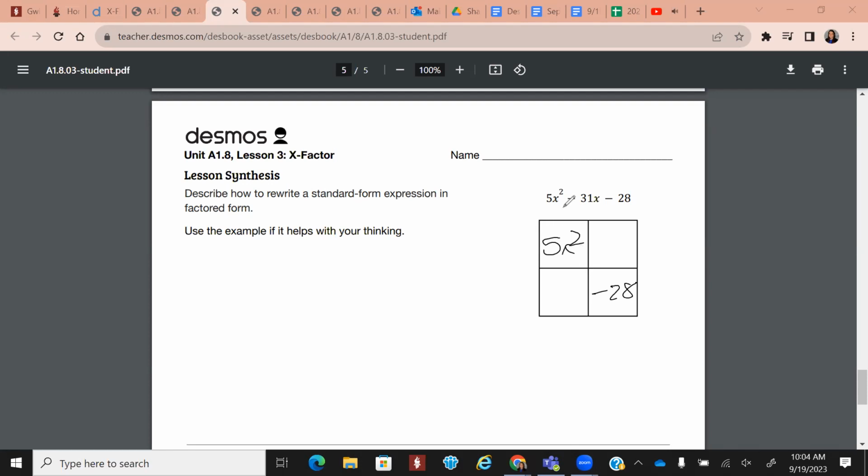And then you want to think, what times what would give me 5x squared? All right, so 5x and 1x. Now, we need two things that multiply to get us negative 28, but add together to get us negative 31. So what are factors of negative 28? Okay, so negative 7 and 4.